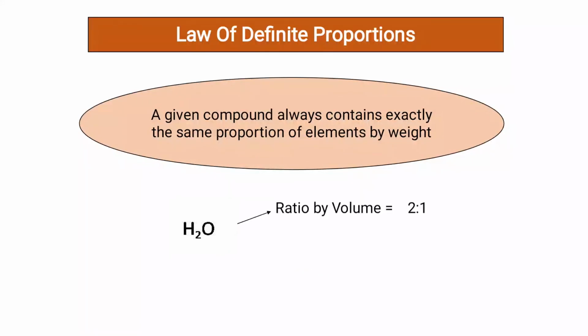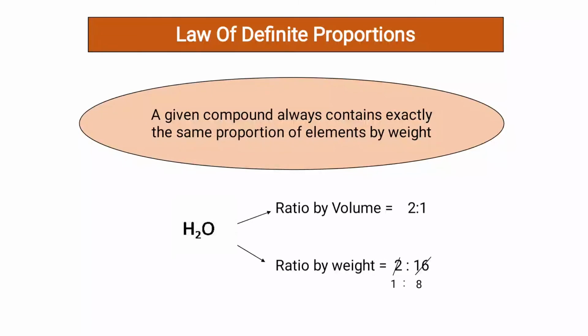The ratio of water by volume is 2:1. It is because there are two hydrogen atoms and one oxygen atom in water. Whereas the ratio of water by weight is as follows: the atomic mass of hydrogen is 1. Since there are two hydrogen atoms, it is 1 into 2. So it is 2, and the atomic mass of oxygen is 16. And this ratio, that is 2:16, can be further simplified as 2 1s are 2, 2 8s are 16. So the ratio by weight of water is 1:8.